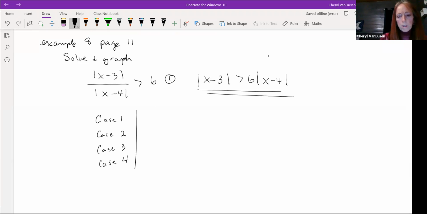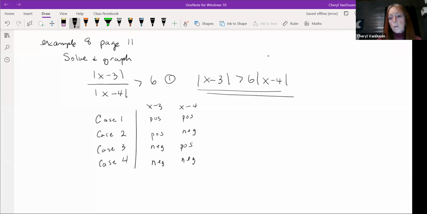So I'm going to write this down, but I'm going to flesh out how I prefer to have it done. So we have that x minus 3 and x minus 4. So we can have this being positive and this being positive, this being negative and this being negative. And then we can have positive, negative, negative, positive. I want to do it in the order I usually do. Positive, positive, positive, negative. Doesn't really matter. Negative, positive, negative, negative. Okay, so those are our 4 cases that we're going to look at.